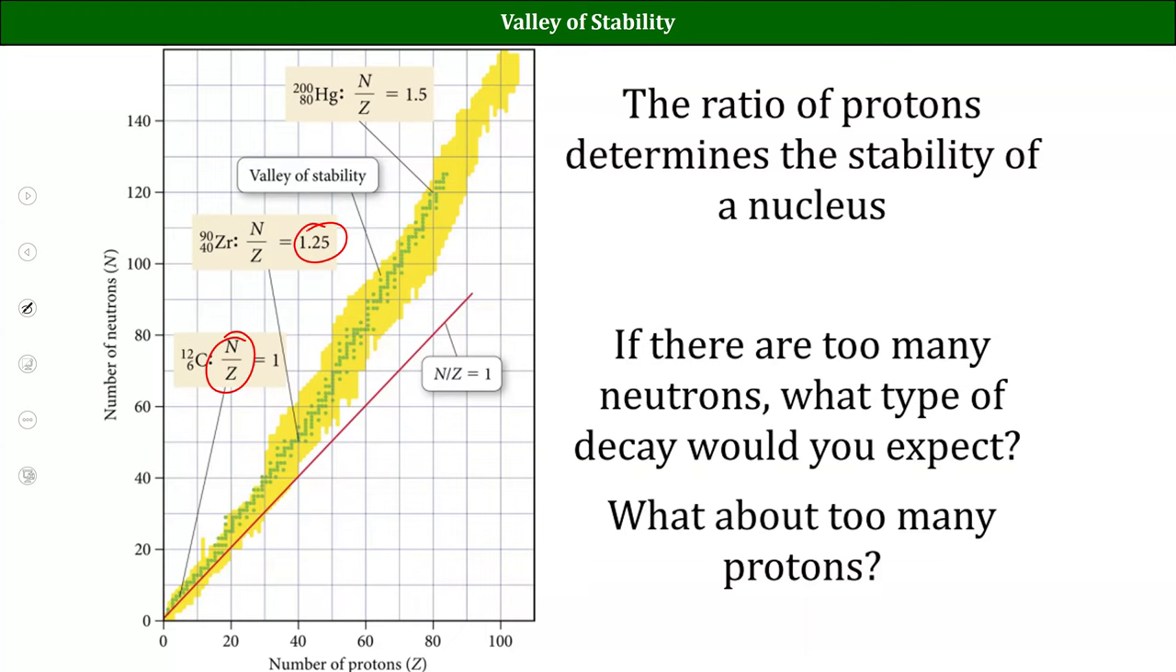We can force them to go through nuclear reactions sometimes, but usually we do that by using a particle accelerator and throwing an extra neutron into something to turn it from a stable nucleus into an unstable nucleus. And then it tends to split apart. This area where you see all of these stable nuclei is called the valley of stability.